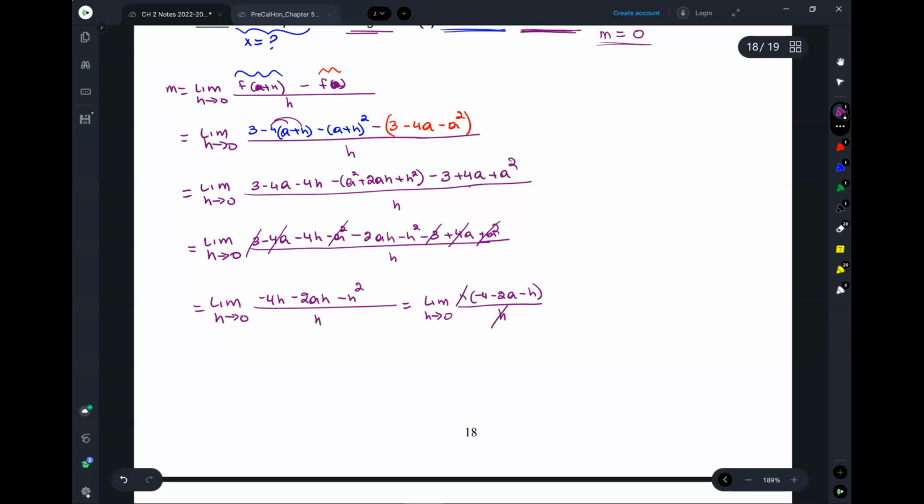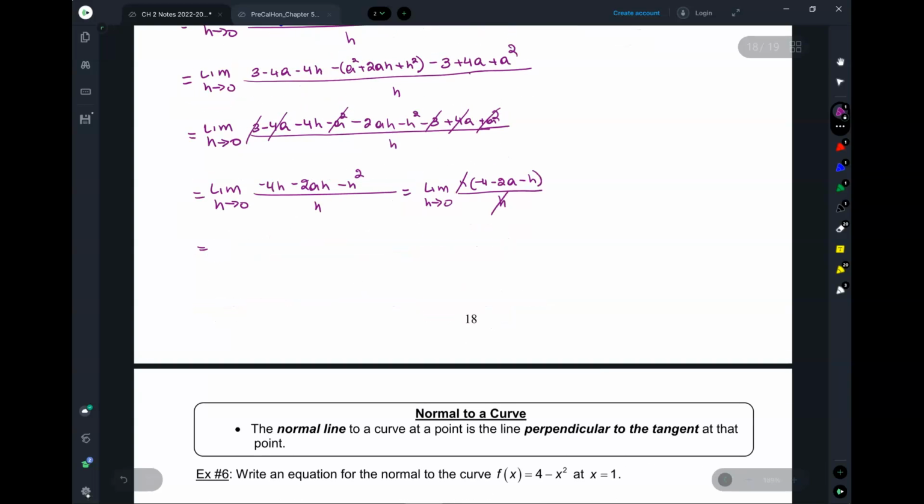Cancel out the h's. You see there's already a pattern. Every single one ends in the same way. You add and subtract stuff out, you cancel out the h's. Now, this is the limit as h approaches 0 of negative 4 minus 2a minus h.